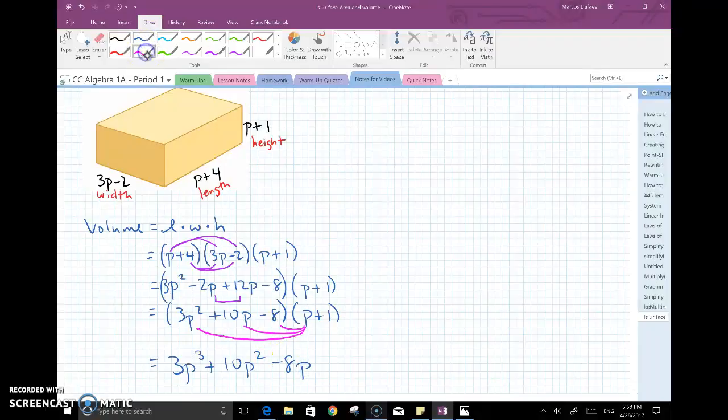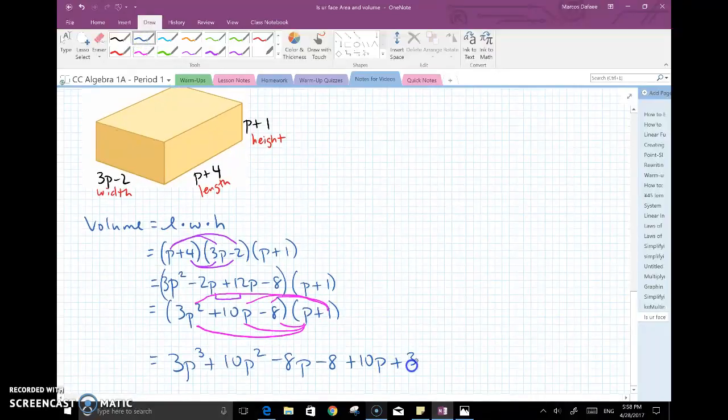Now, then I repeat the same process, but this time using the plus 1. So plus 1, I can multiply any way I want. So I'll just go ahead and do that with 1 times negative 8. That would be negative 8. 1 times 10p would be 10p. 1 times 3p to the second power would be 3p to the second power.